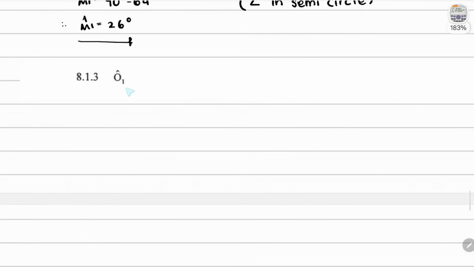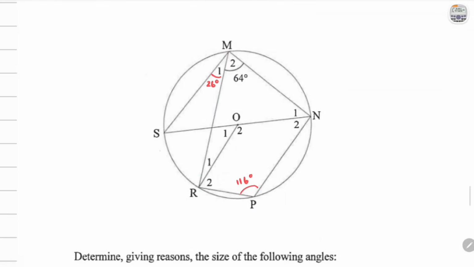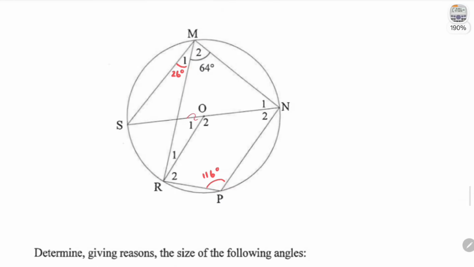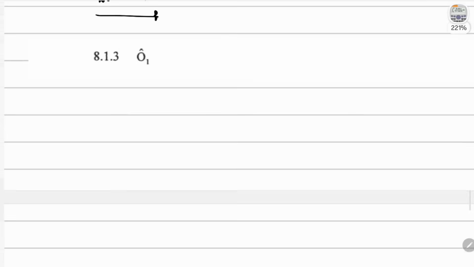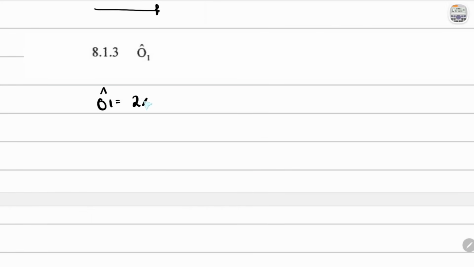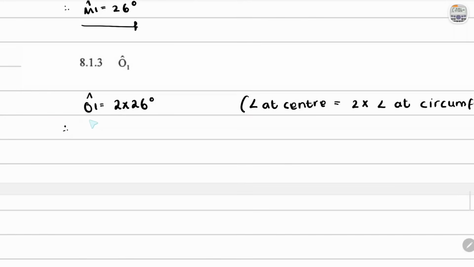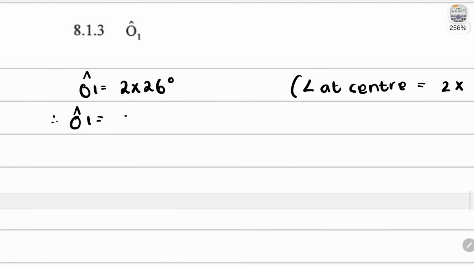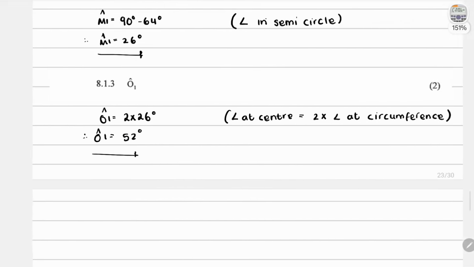Question 8.1.3, we need to find the size of angle O1. Okay, so that has been filled down. And O1 is what we spoke about previously. So you see how this arc SR is supporting angle O1 at the center, but it's also at the same time supporting angle M1 at the circumference. So the angle at the center is twice the size of the angle at the circumference as long as they are supported by the same chord or arc. So angle O1 is double of 26 degrees. So we can tell them that angle O1 will simply be found by saying 2 times 26 degrees. And of course, we'll give them our reason. Okay, there we go. And so therefore, angle O1 is simply equal to 52 degrees. And that is our answer.